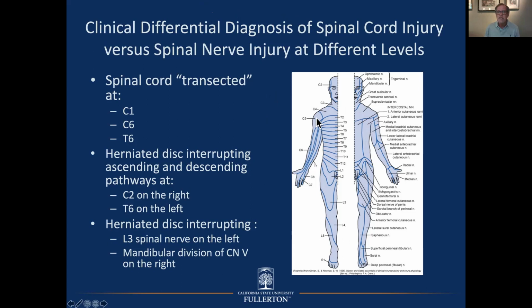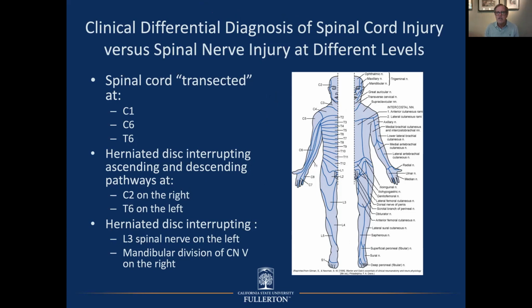What will be lost is these sensations for all those areas below C1 and below. And also muscles, but we're not talking about muscles now. We're talking about sensation and dermatomes. So I'll just leave it at that.